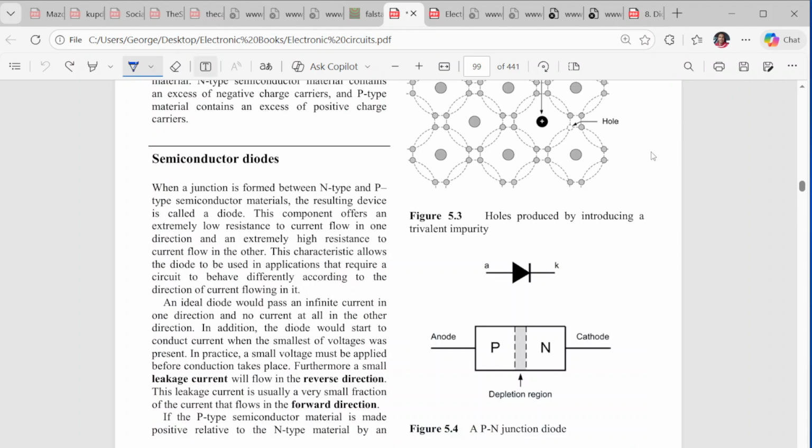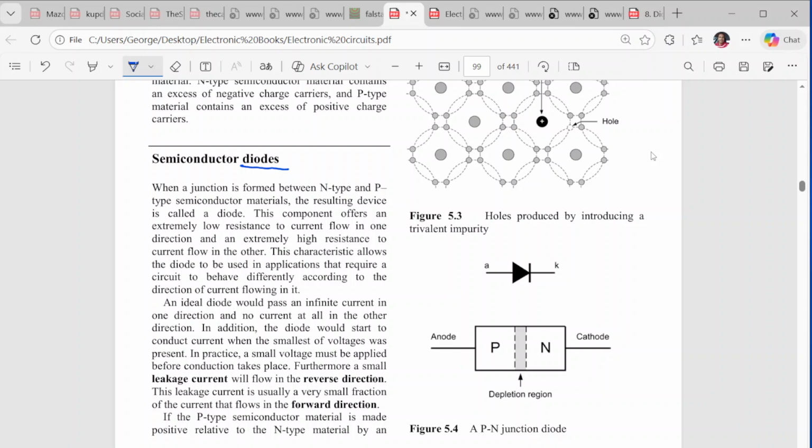Alright, so in this video, let's take a look at the diode, which is the first device that we're going to take a look at in the semiconductor family. It says, when a junction is formed between an N-type and a P-type semiconductor material, the resulting device is called a diode. This component offers an extremely low resistance to current flow in one direction and an extremely high resistance to current flow in the other.